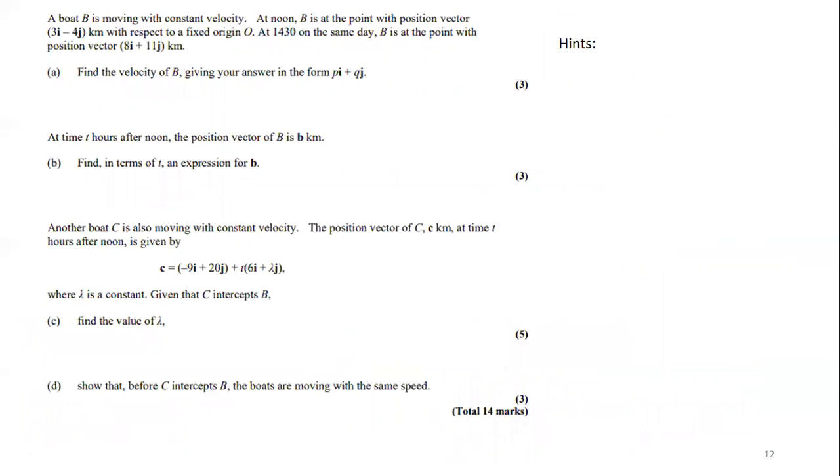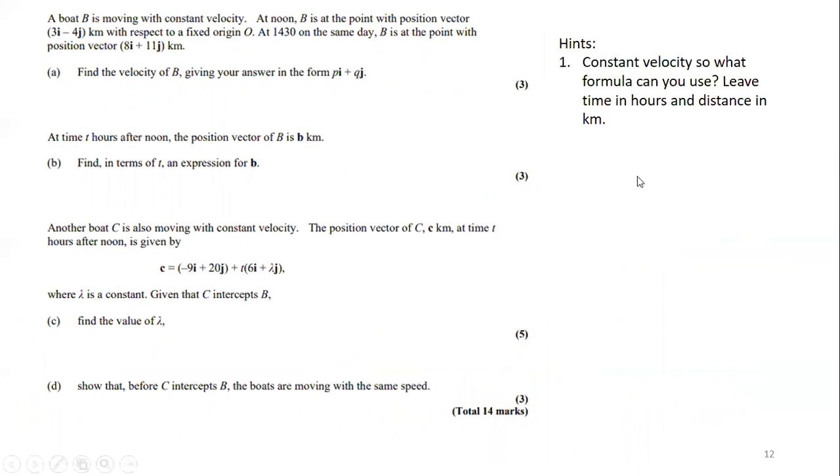It says constant speed straight away. So think about what you can do with constant speed. For this one, I know we normally work in meters and seconds, but this whole question is in terms of kilometers and hours. So just leave it in terms of kilometers and hours. It just means your velocity, instead of being meters per second, will be kilometers per hour. It won't affect this question.